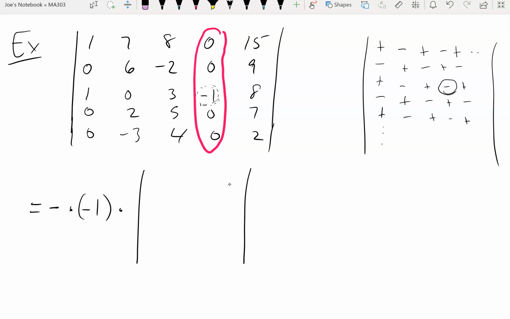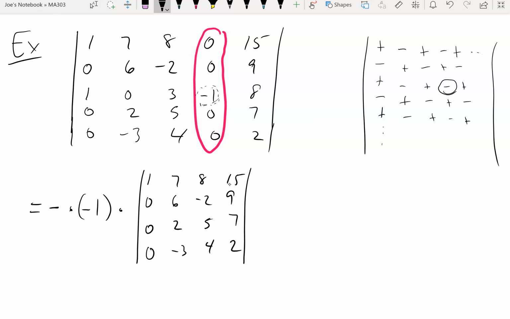All right, so after we eliminate row 3 and column 4, we're left with what? 1, 7, 8, 15, 0, 6, -2, 9. We eliminate row 3, 0, 2, 5, 7, and 0, -3, 4, 2. Everybody okay with that part? Where I got that matrix from?